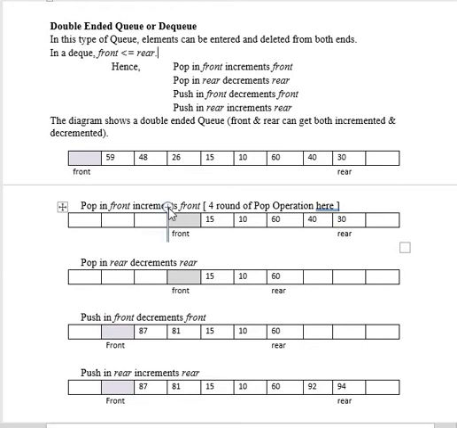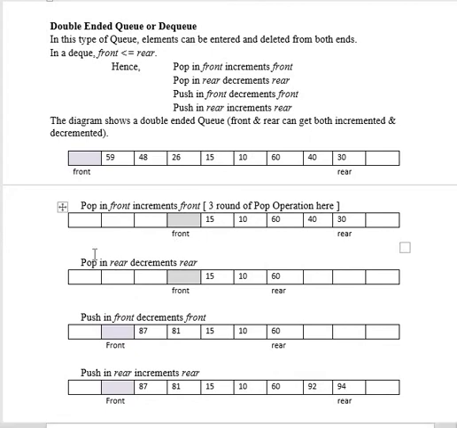So 3 pops took place. It should be corrected to 3. Don't keep 4, make it 3. Now, this one is the current array, current list, current queue.